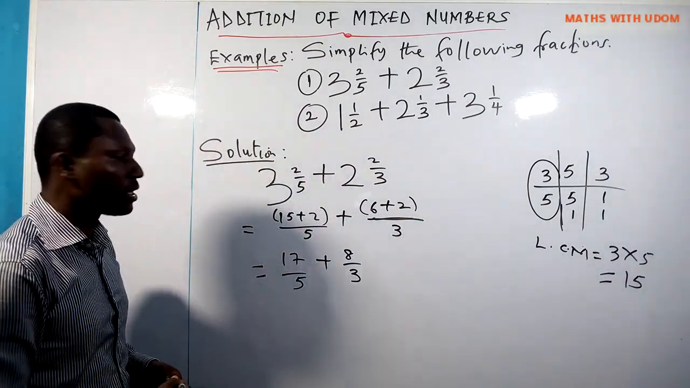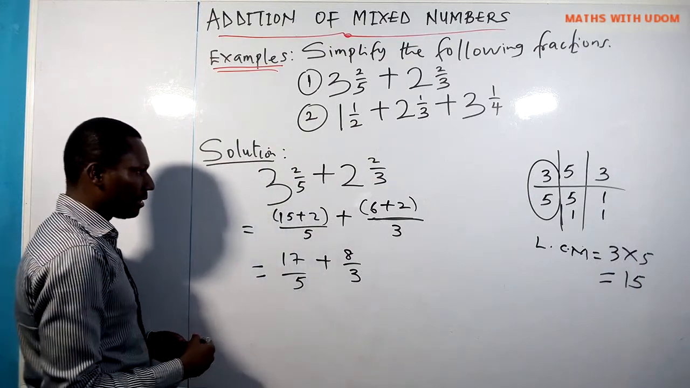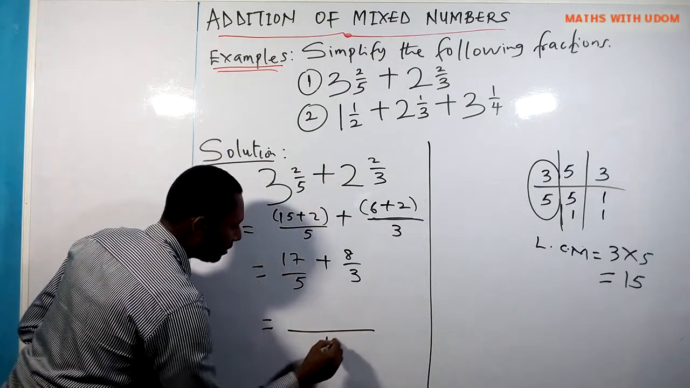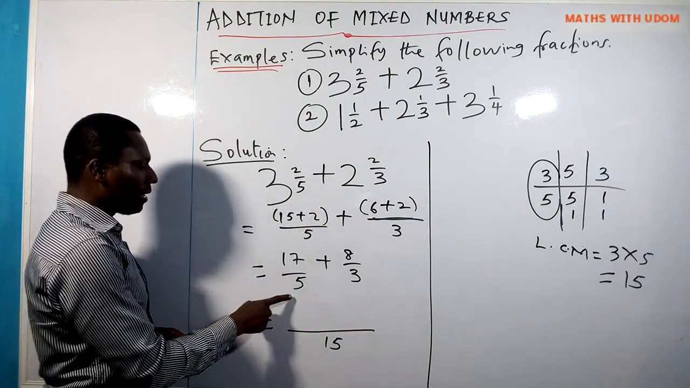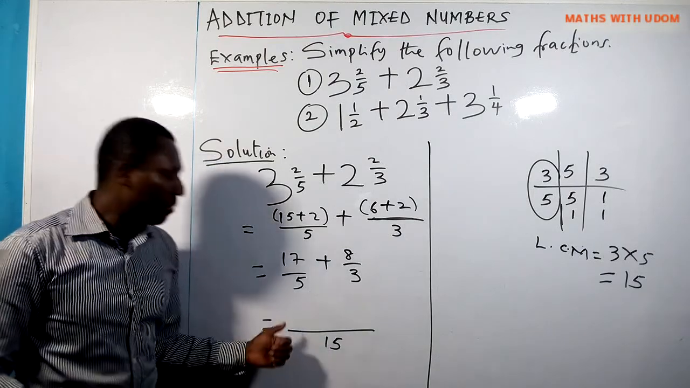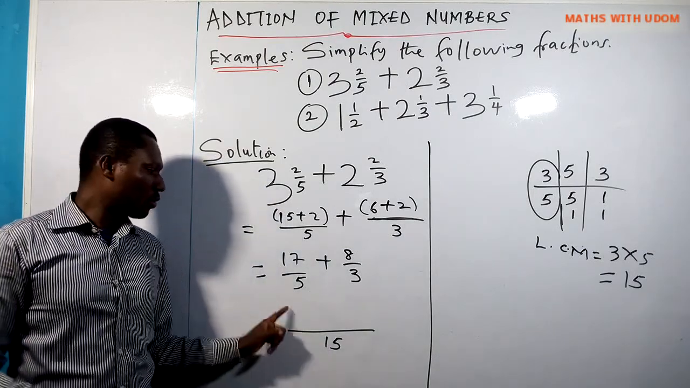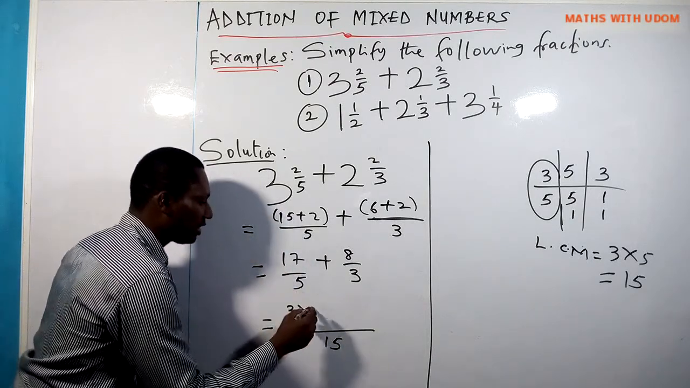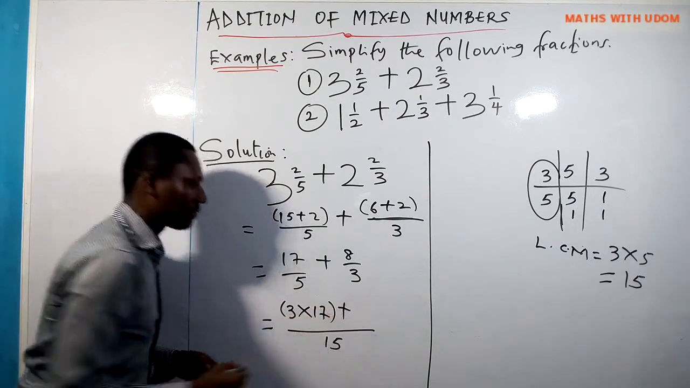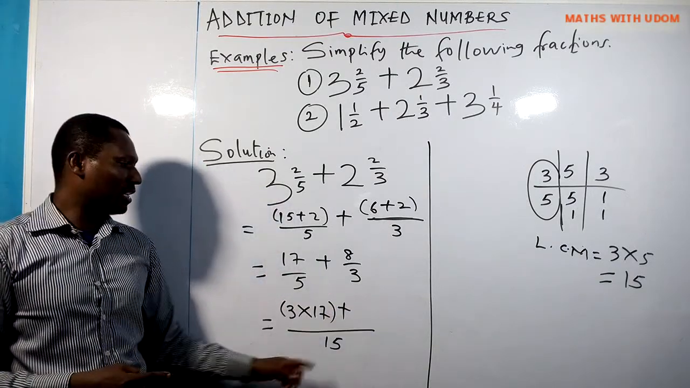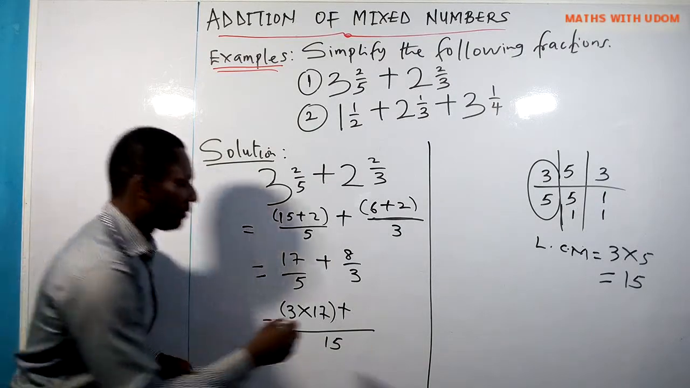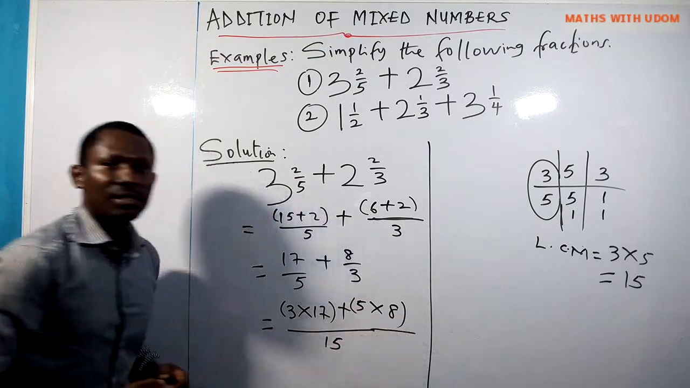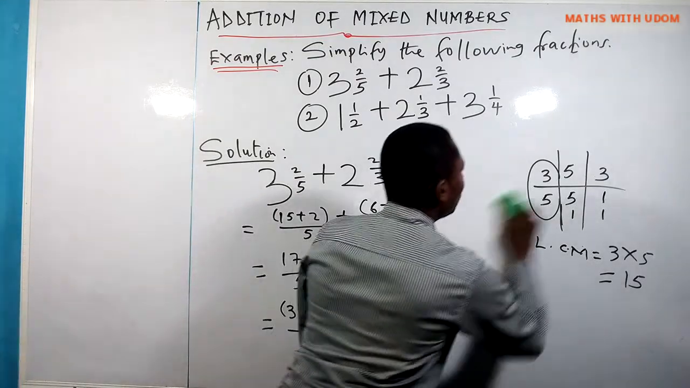So the next step is that we come to this side and write our LCM as 15. How many 5 can go in 15? It is 3. So we have 3 multiplied by our numerator, 3 times 17. Then plus, how many 3 can go in 15? That is 5. So we have 5 times our numerator 8. Okay, is that clear?